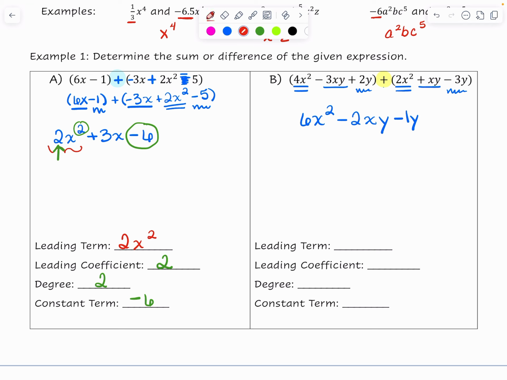So my leading term is the one that's in standard form, is leading the whole polynomial. So that's 6x squared. The leading coefficient is the number in front of that polynomial. So that is 6. The degree is the largest exponent of the polynomial, so that's 2. And the constant term, there isn't one. Now, when there isn't one, that's because they're still adding 0, but we don't write adding 0 to see it. So the constant term is 0.